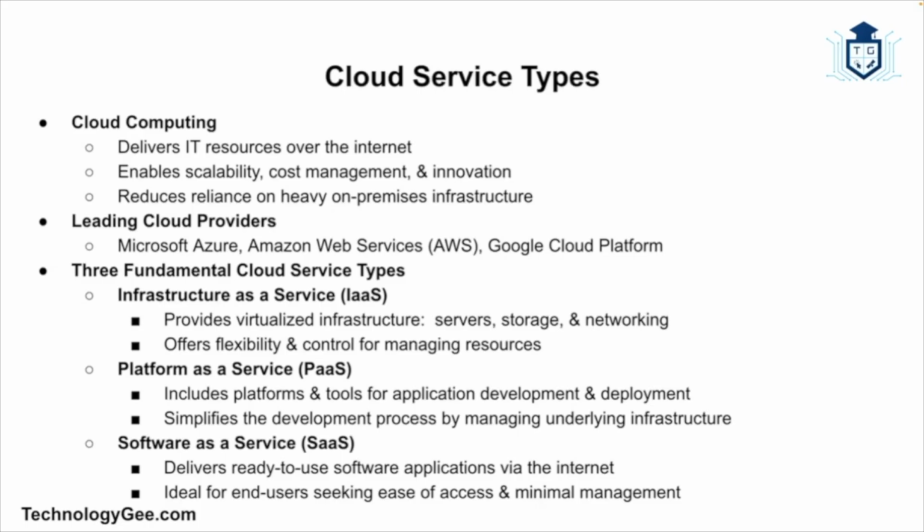And the three fundamental types of cloud services are as follows. You have infrastructure as a service. This provides virtualized infrastructure resources like servers, storage, and networking. You have platform as a service. This delivers platforms and tools for application development and deployment. And then we have software as a service. This offers ready-to-use software applications over the internet. And each of these models cater to distinct use cases and provide different levels of control, flexibility, and management. So let's take a closer look at each of these cloud service types.